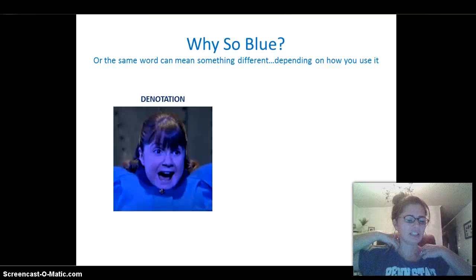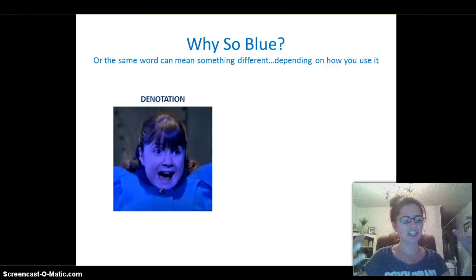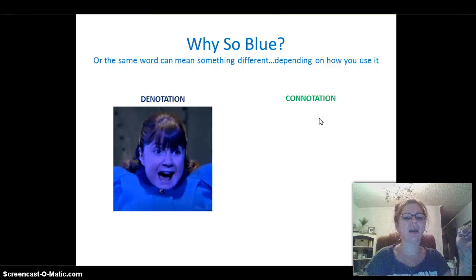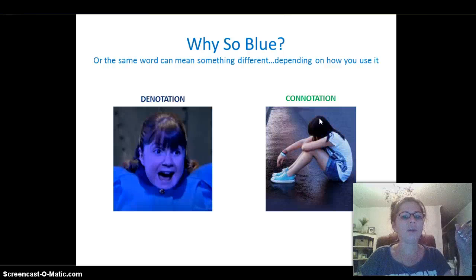Like the dictionary definition. Why so blue? And you would mean you're blue. But nobody ever says that, because who's ever blue? Not many people. But on the other side, you have the connotation, which attaches emotion to it. So you're not asking somebody why they are the color blue. You're attaching connotation. You're saying, why are you blue? And that's the emotional connotation attached with the word.